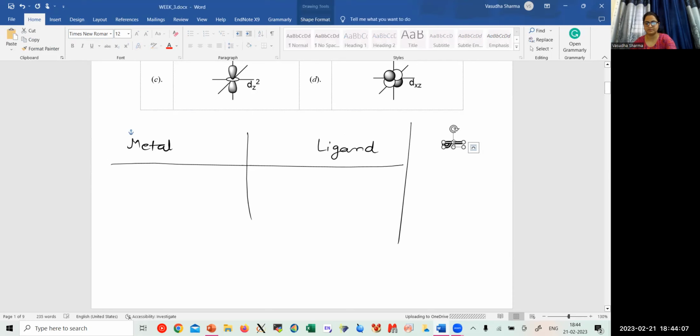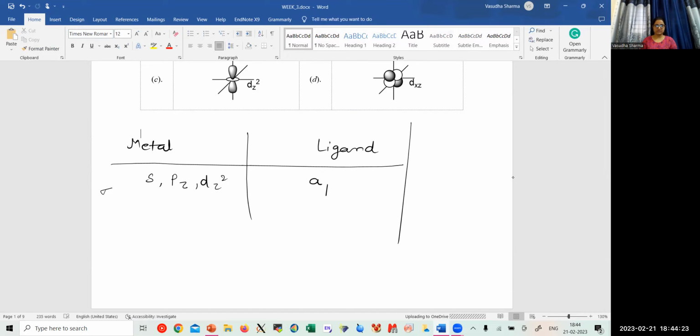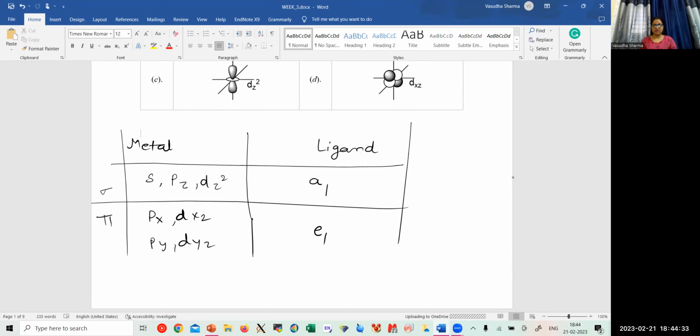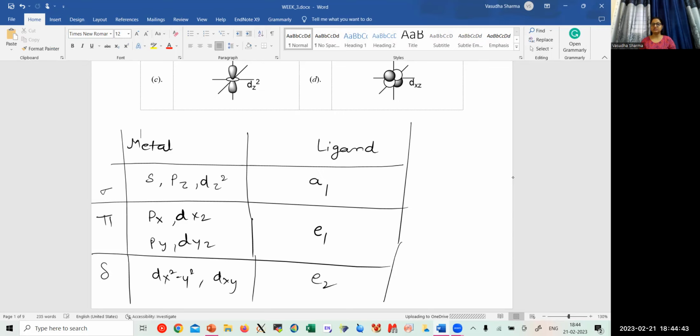So for sigma bonding, the metal will have an s orbital, the pz orbital, and the dz square orbital, and in the ligand, we have already seen it will have a symmetry of A1. For pi bonding, it will have a combination of px, dxz, py, dyz, and this will combine with E1. And for delta bonding, it has a combination of dx square minus y square and dxy with E2 symmetry of the ligand. So these are the combinations which will form sigma, pi, and delta bonding.